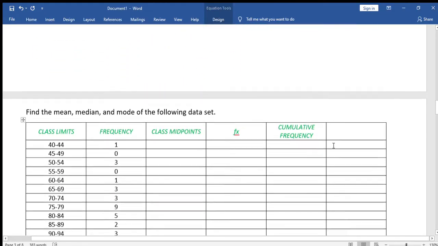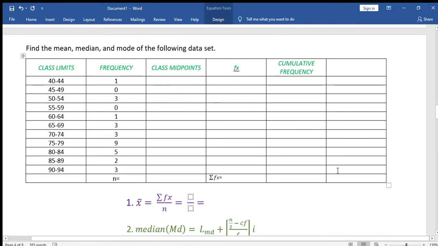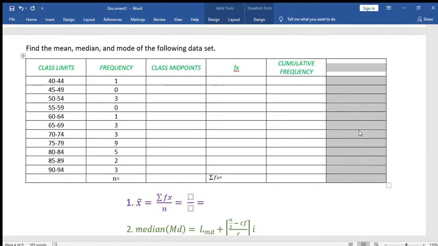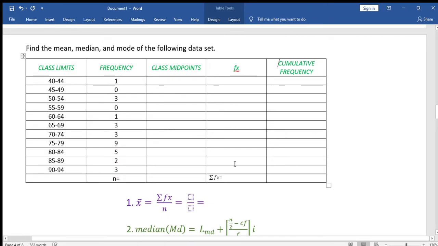Okay, so let's have the following data set. We are going to compute the mean, median, and mode. We have the following data here: the frequency, the class midpoint, the fx, and the cumulative frequency. I need to delete this part because we do not need it.